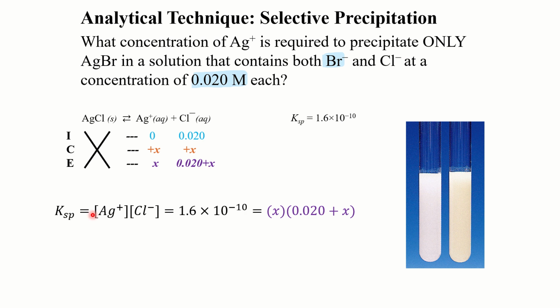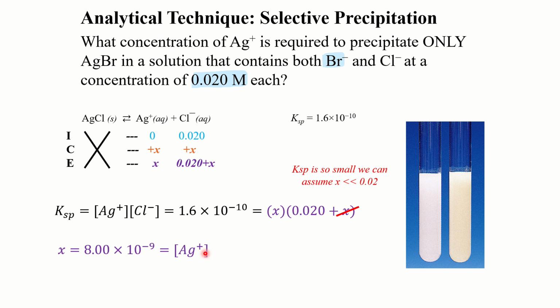We can set up our KSP expression. KSP is equal to the concentration of Ag plus times the concentration of Cl minus. This is equal to the KSP that was given, 1.6 times 10 to the negative 10th. These values can be plugged in here, and we can once again use the small x approximation, and we can go ahead and solve, and we find that x is equal to 8.00 times 10 to the negative 9th. This is our silver ion concentration at equilibrium for this solubility equilibrium.